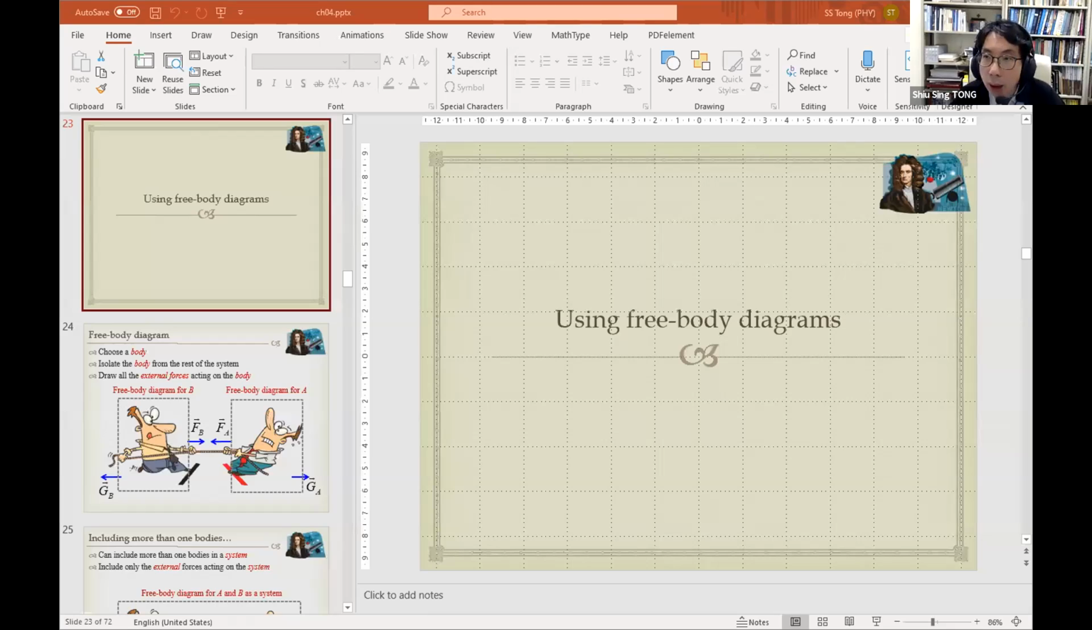So let's talk about how to draw a free-body diagram. Now, I suppose you learned much of this in your high school study, but I want you to have a deeper look at the process using the concept of external force and internal force. And I want you to have a clear definition of the system for which you are going to draw the free-body diagram. So I will look at it in more detail.